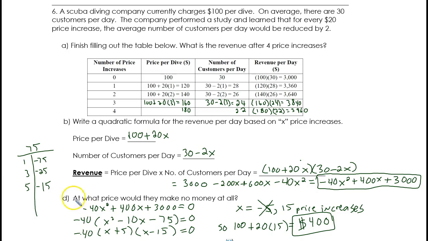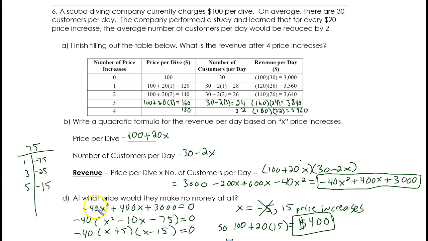Part D, which skips over part C, not sure why. So part D says, at what price would they make no money at all? Well, making no money at all means that their revenue is $0. So I set that equation that I just got, or that function that I just got, negative 40x squared plus 400x plus 3,000, and set it equal to 0.